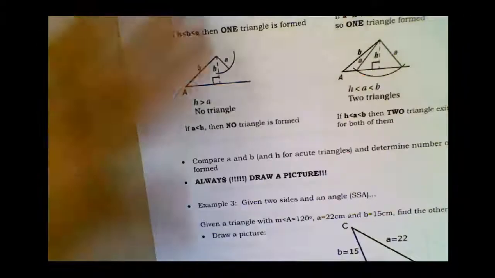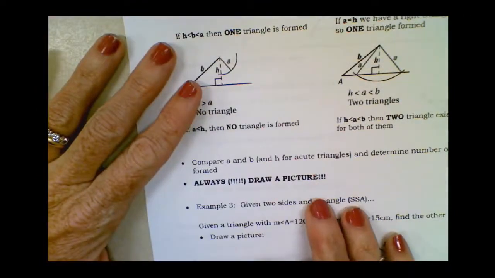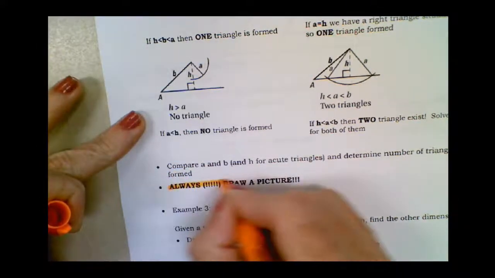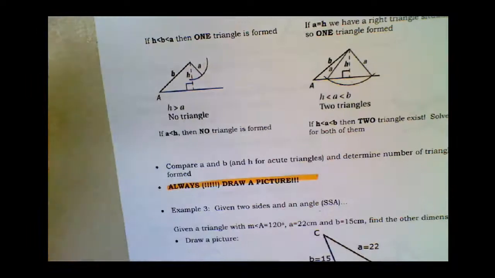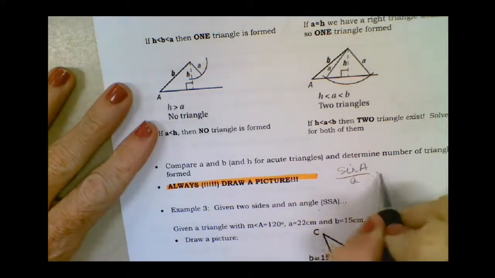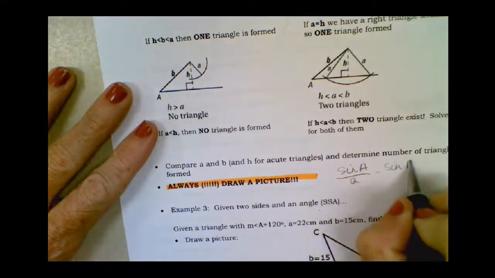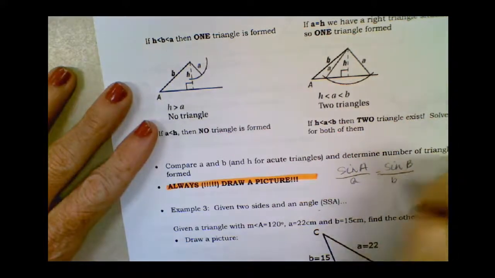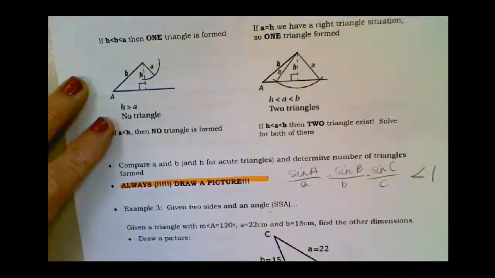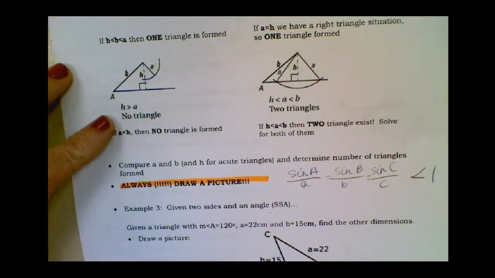Okay, so what I would say to you is if you're given just information with no picture, you need to draw that picture, always. Okay, and that ratio has to be less than 1 because it's less than 100%. Okay. All right, so let's see an example through what we've got going on.